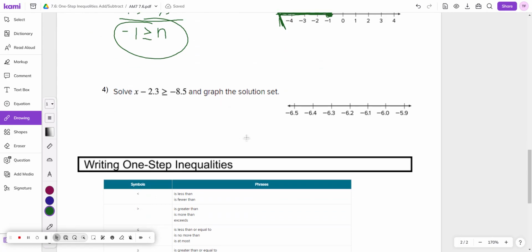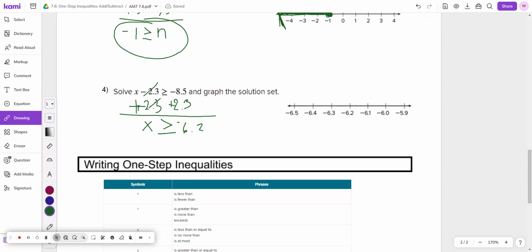All right, so moving on down to number 4. I have x minus 2.3 is greater than or equal to -8.5. So that means I'm going to add 2.3 to both sides. I know that doesn't really look like a plus, but plus 2.3. The 2.3's cancel out, leaves me with x is greater than or equal to, well, let's see, different signs. That means I'm going to subtract. So 5 minus 3 is 2, and 8 minus 2 is 6. Large absolute value comes from the negative.